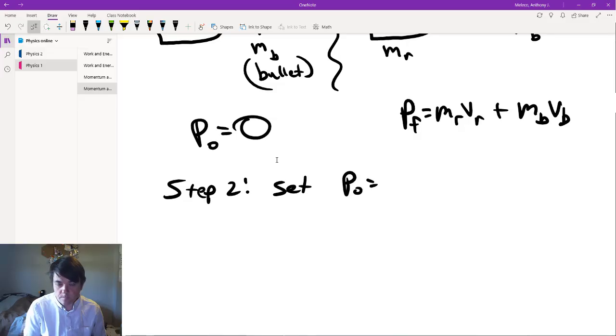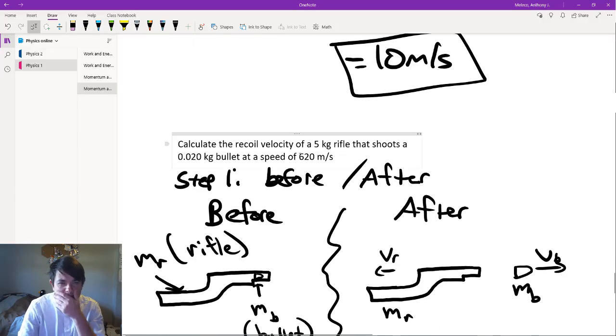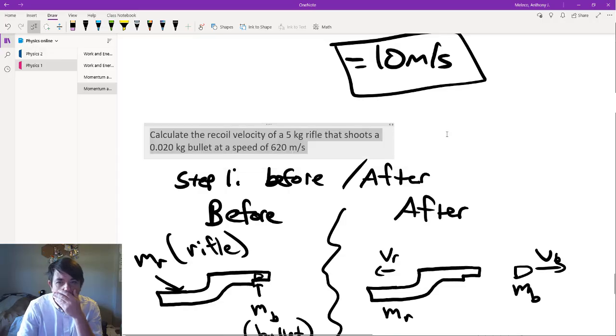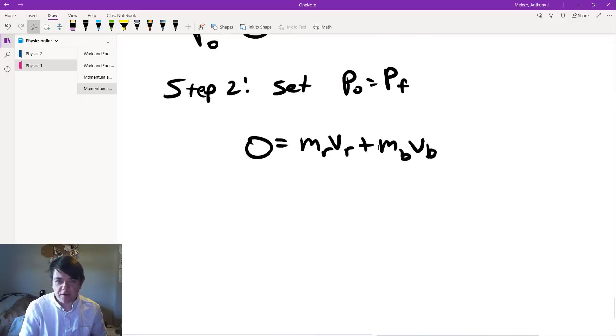So step 2, we have our momentums. Set P initial equals P final. In some books, even in my notes online, I sometimes use I for initial. I'm just using O in case the notation confused you. So 0 is our initial. Our final is MRVR plus MBVB. And what did we need? Calculate the recoil velocity of the rifle, so we're solving for VR here.